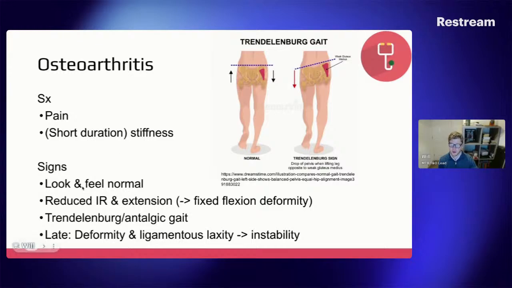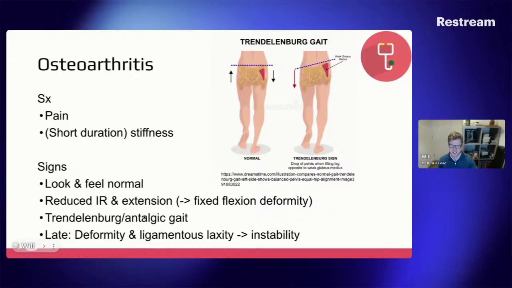The joint very well may look and feel normal, but if it doesn't, common things that you may notice are reduced internal rotation and extension of the hip, which can progress to what's called a fixed flexion deformity. That is where the patient's hip is constantly held in flexion and they cannot fully extend that hip and so bring that femur down onto a bed, for example.